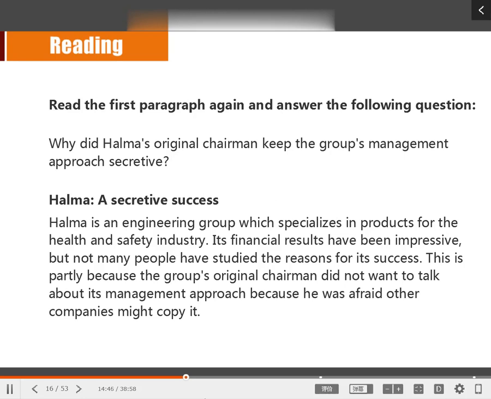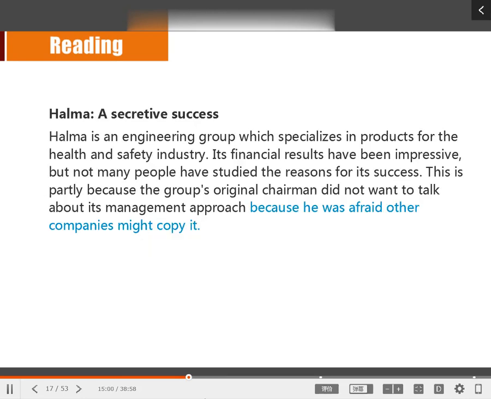So here, let's read the first paragraph one more time and answer the following question. Why did Halma's original chairman keep the group's management approach secretive? Let's take a look. Good. So the answer lies here. This is partly because the group's original chairman did not want to talk about its management approach because he was afraid other companies might copy it.